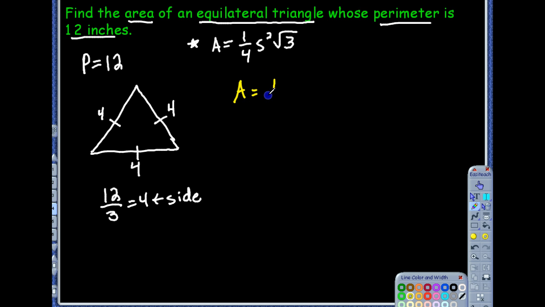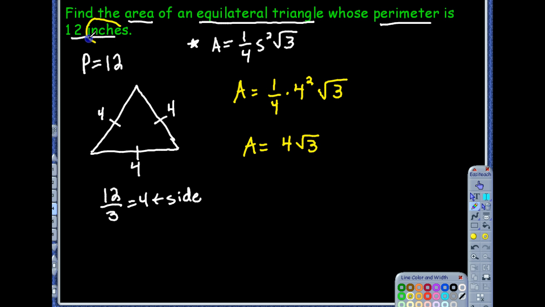So it'd be 1/4, or you could just divide by 4, times your side, which is 4 squared, times radical 3. I often do the squared part first. Think order of operations. Square the 4, you get 16, and then a fourth of 16 is 4. So it'd be 4 radical 3.